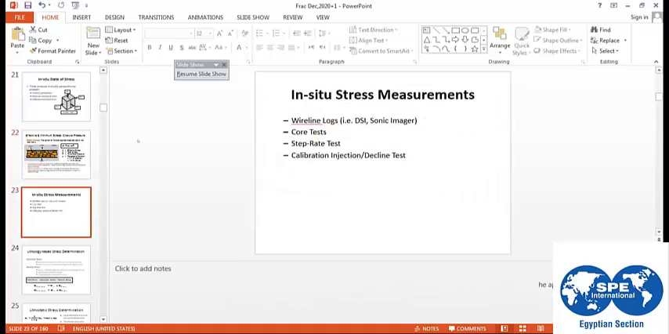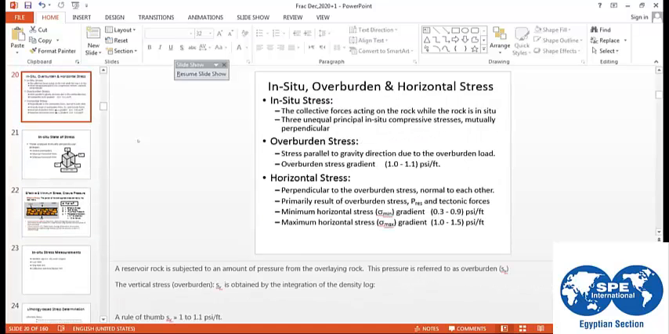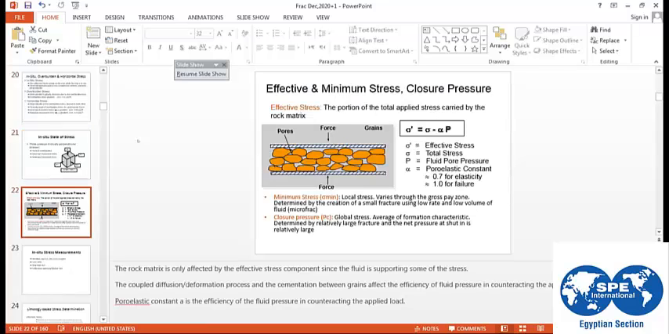To get the effective stress: effective stress is calculated from the total stress and deduct the pore pressure after multiplying by the poroelastic constant. This stress is equal to the closure stress.